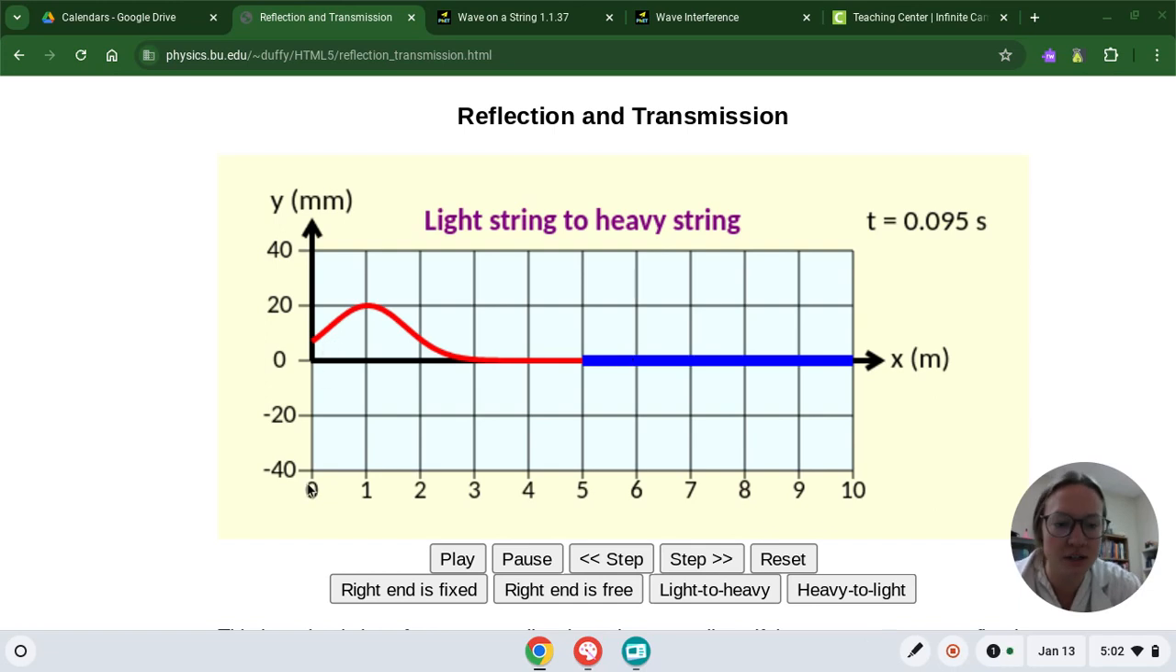Situation here. So here's what I have going on. I have a light string represented by the red line that's tied to a heavy string represented by the blue line. Now what's going to happen is when I hit play here, you're going to have this wave that's traveling in the light string that's going to travel along until it encounters the heavy string, and we're going to go ahead and watch what happens. Here we go.